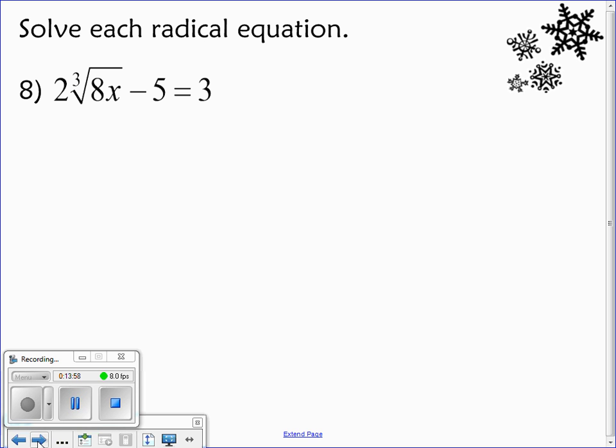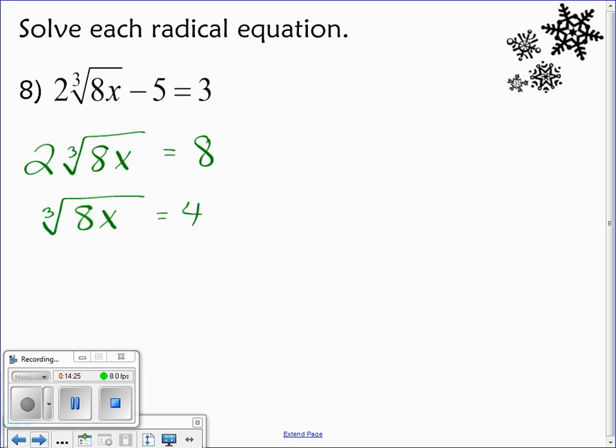All right, what about number 8? What do you do first? First you subtract. You add 5. Well, maybe I'm subtracting a negative. Quit fighting. Then what? Divide by 2. So equals 4. Then what? Cube. So 8x equals 64. So x equals 8.